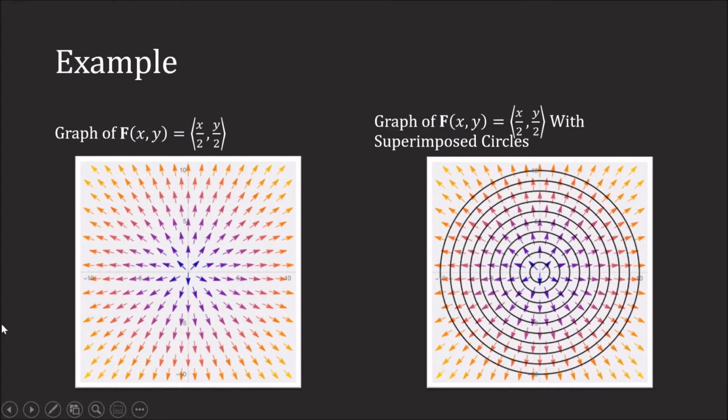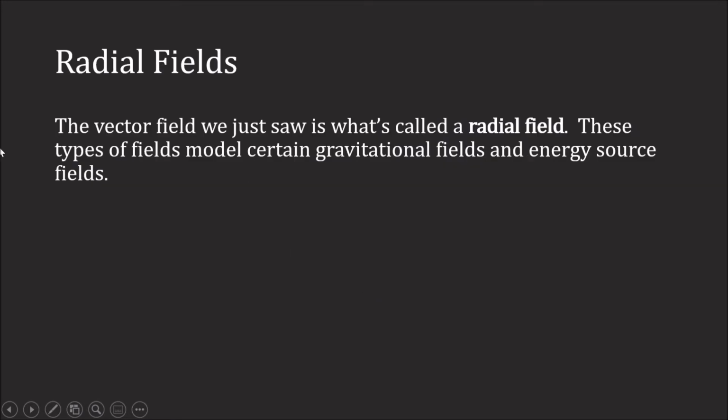So here we have the graph of the vector field x over 2, y over 2. And over here, it's the same vector field, except now it's superimposed with several circles. You can see then that the vector field is radiating away from the origin, at least for this one. There's another property. Notice all of the vectors are perpendicular to the circle. So this type of vector field is what we call a radial field.